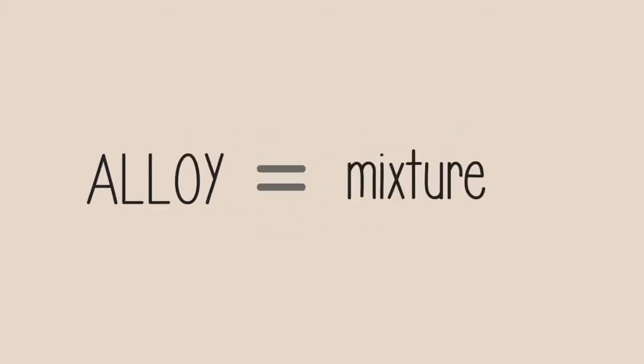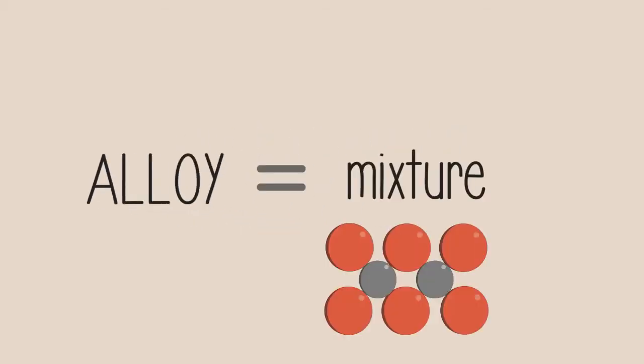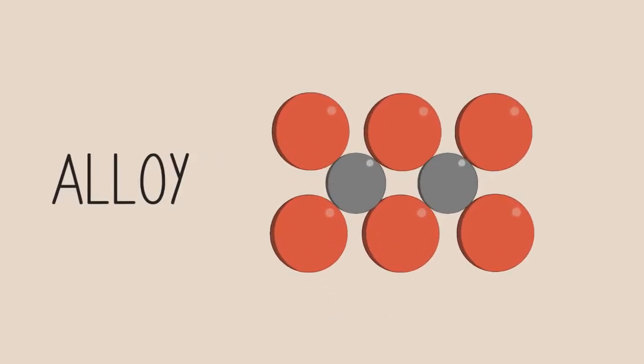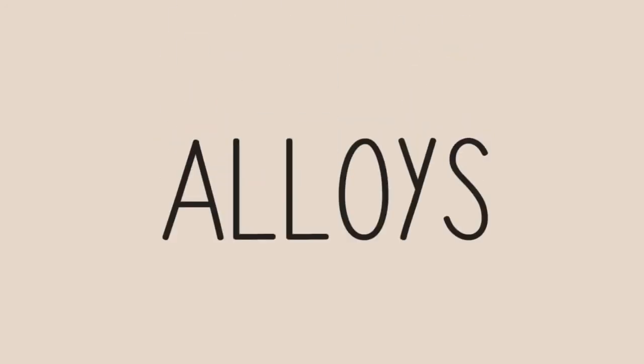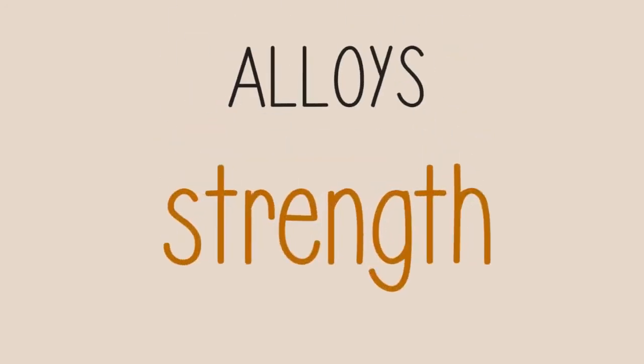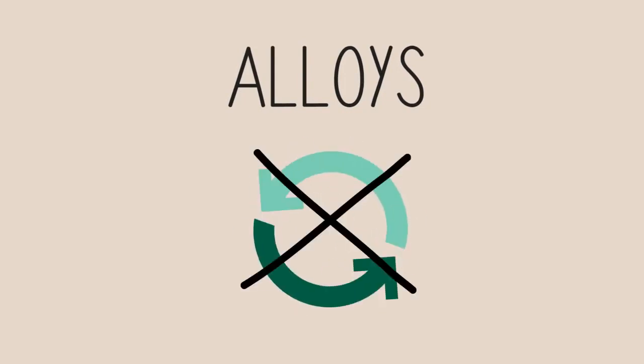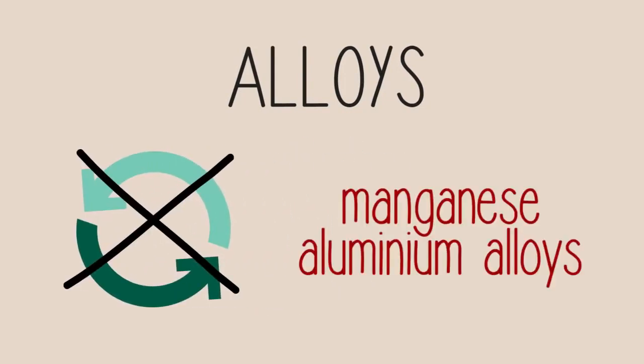An alloy is a mixture of two or more elements, with at least one of the elements in the mixture as a metal. Many metal products are made into alloys for increased strength and other desirable properties, but not all alloys can be recycled, such as manganese-aluminum alloys.